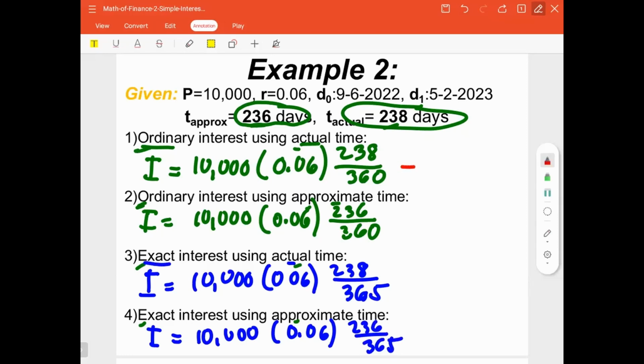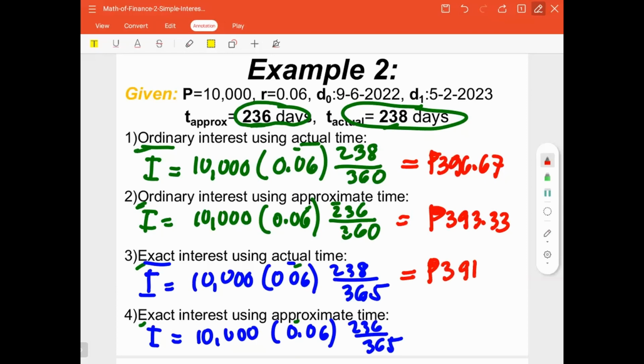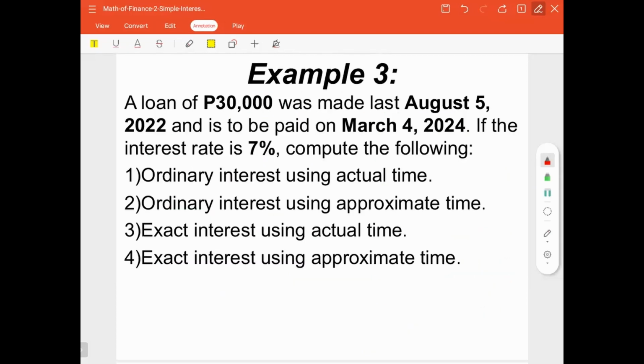If you simplify all this, then we'll get these values: 396.67 pesos. Now for the second one, it is 393.33 pesos. Then the third one, 391.23, and the fourth one is 387.95. There you go.